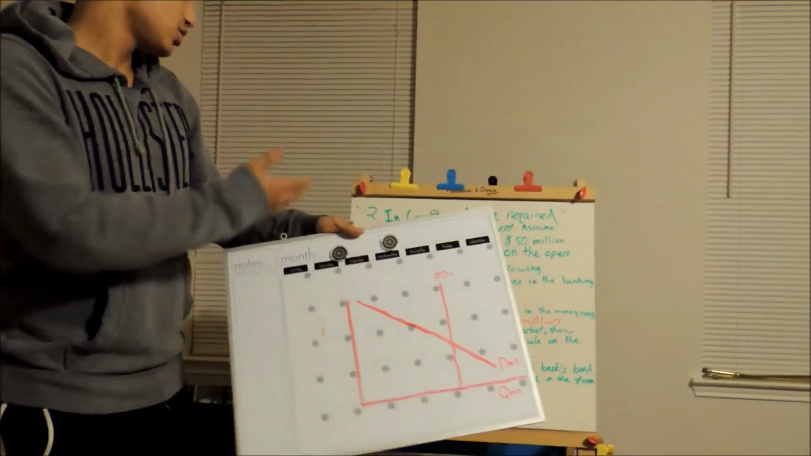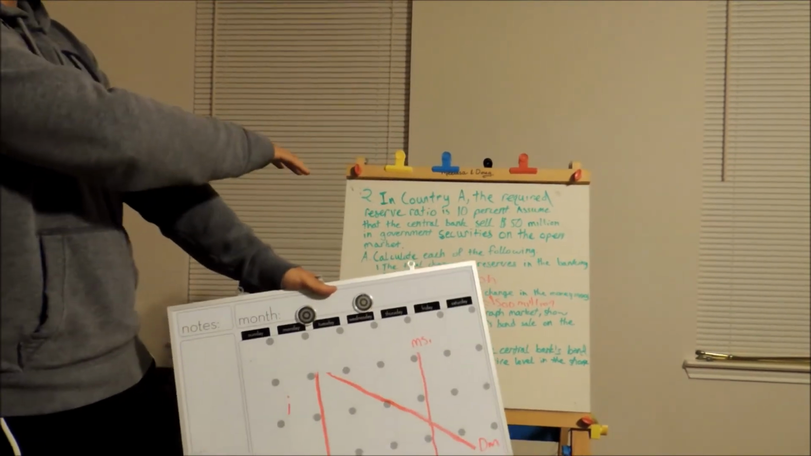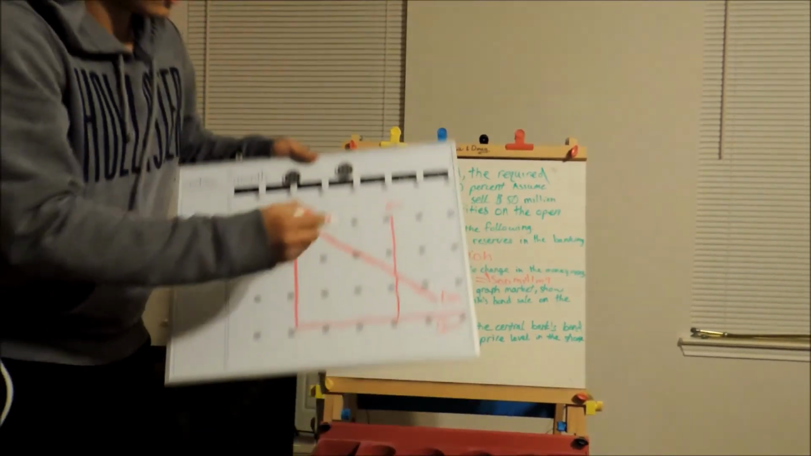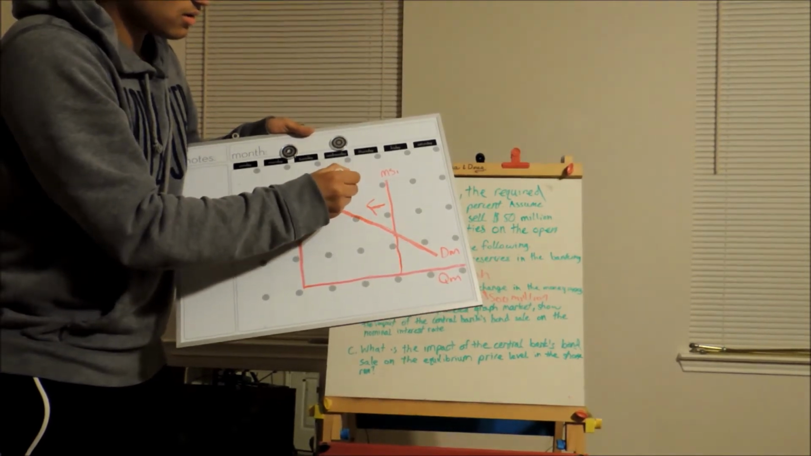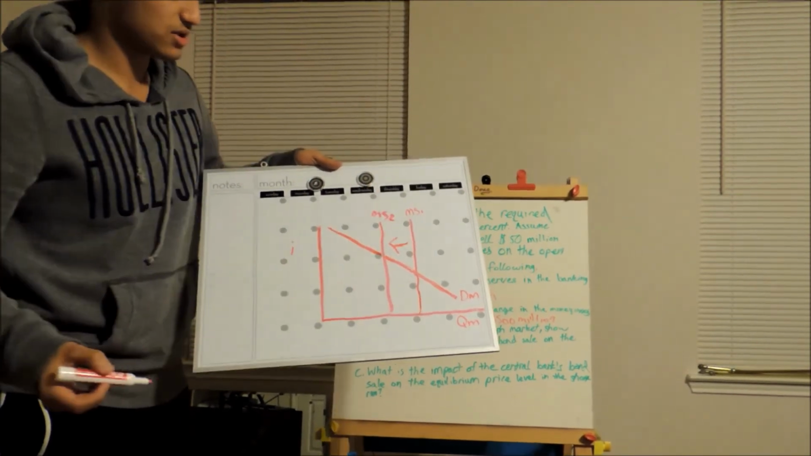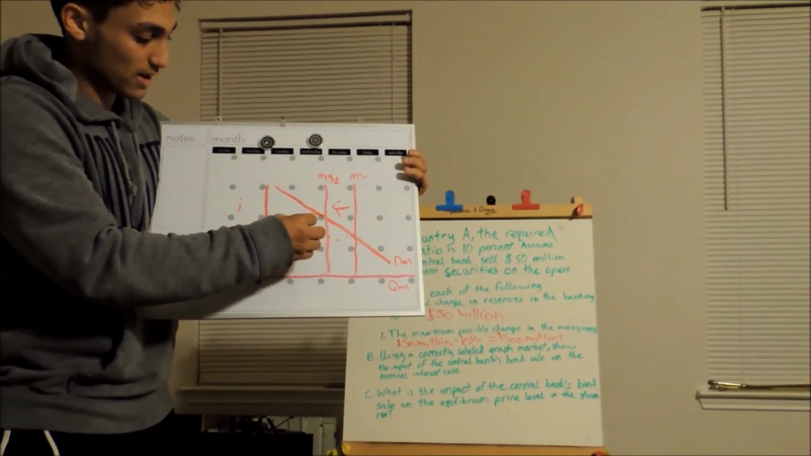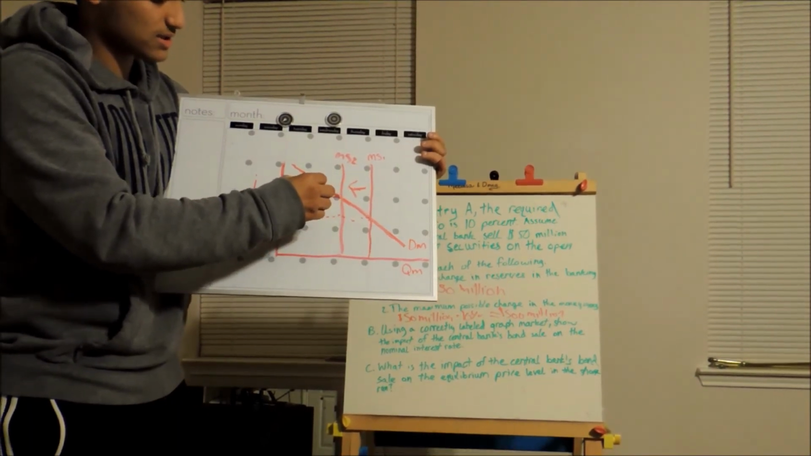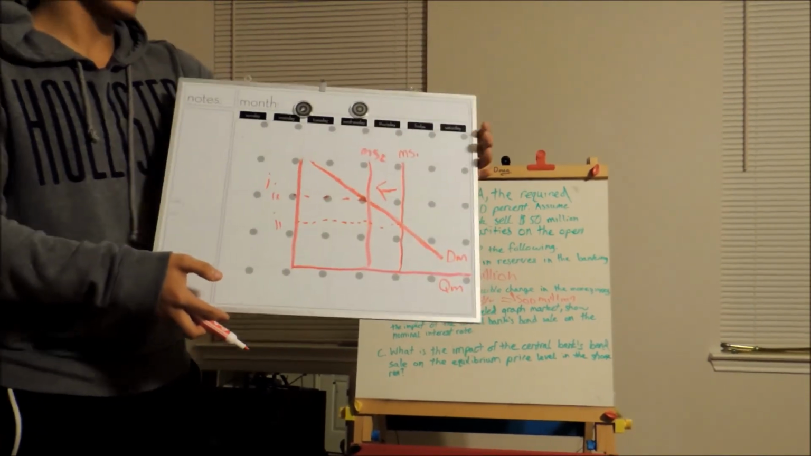Since the selling of the $50 million in government securities is going to decrease the money supply, we have to shift it to the left. The money supply is shifted, so that's MS2. And then the change in the interest rate: this is the initial interest rate right here, I1. The interest rate is going to increase, so this is I2 over here. So this is how the money market graph is going to look after.